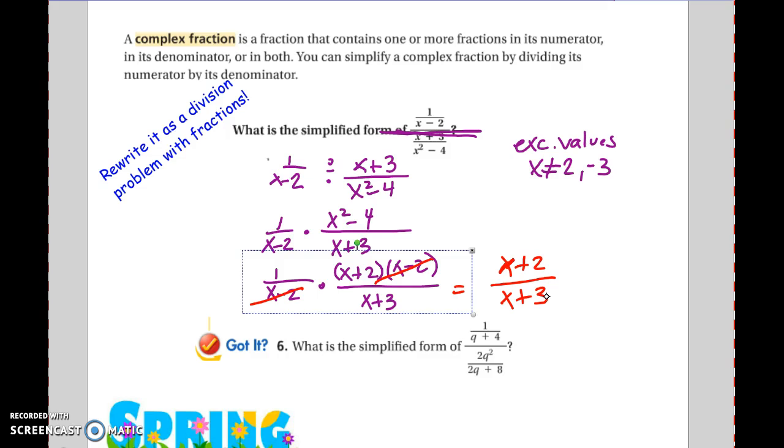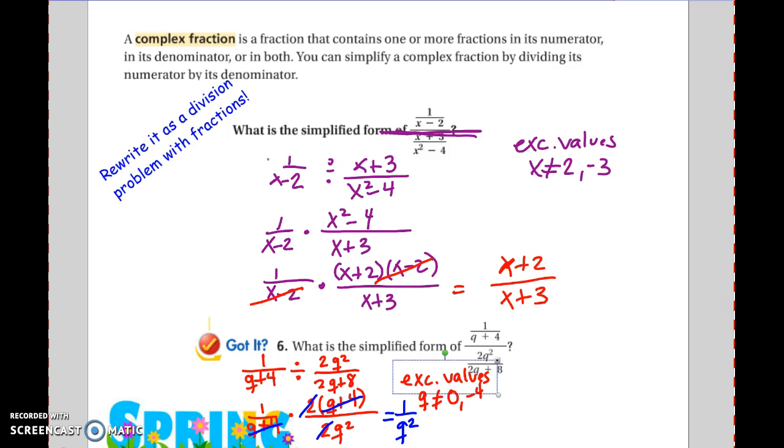So again, just elongate this bar. That's your division line. It's the top fraction divided by the bottom fraction. Rewrite it horizontally, and then just change it into a multiplication problem. Go ahead and try the bottom example. Okay, go ahead and check your answer.